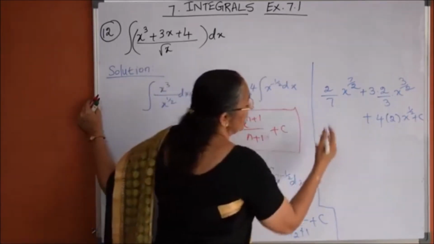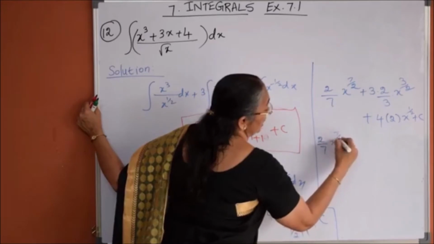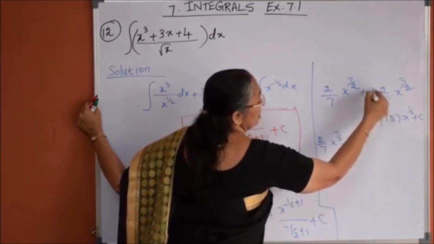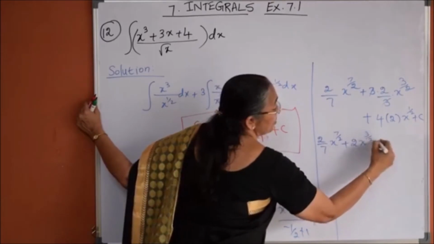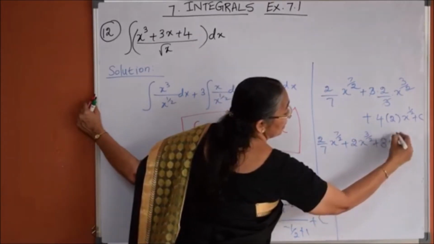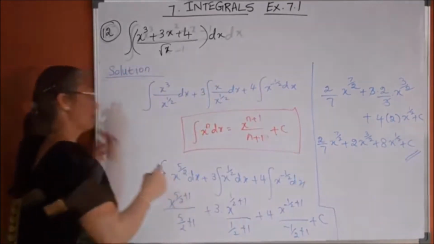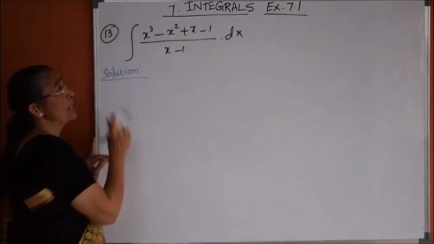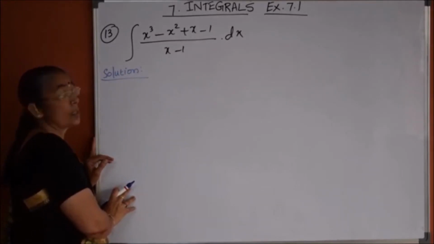So, the final simplification is 2 by 7 x to the power of 7 by 2 plus, you can cancel 3, 2 into x to the power of 3 by 2 plus 8 times x power half plus c. Now, integration of x cube minus x square plus x minus 1 divided by x minus 1 dx.